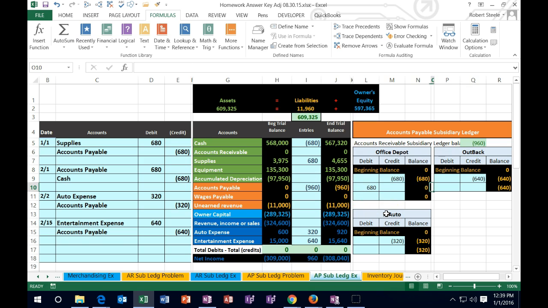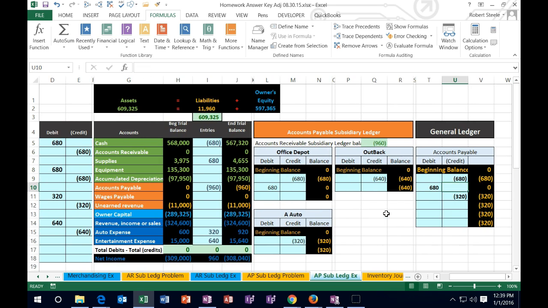Once again, we're also going to post this to the general ledger. So every account has a general ledger. The general ledger is going to be in order by date, and therefore we're going to post this same information over here in cell U12 equals, and we're going to point to that 640. So there we have that.